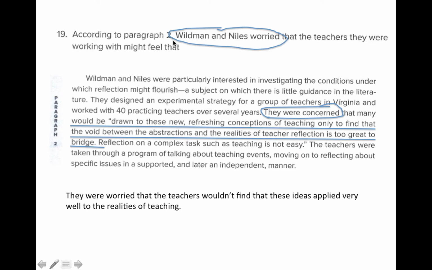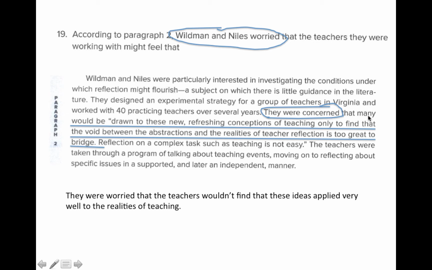Here, according to paragraph 2, Wildman and Niles worried, that's my focus phrase. We need to be prepared for the focus phrase to be expressed in a way that's similar but not exactly the same. In this case, Wildman and Niles can be reduced down to the pronoun they, and instead of worried, I use concerned. So they were concerned about what?